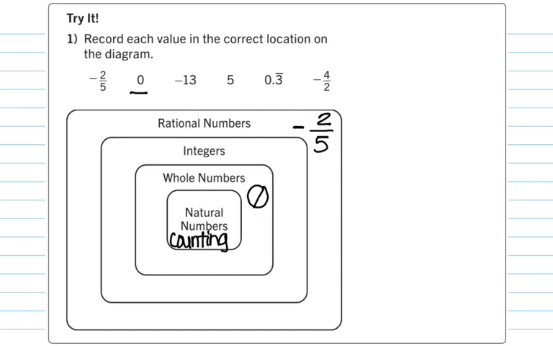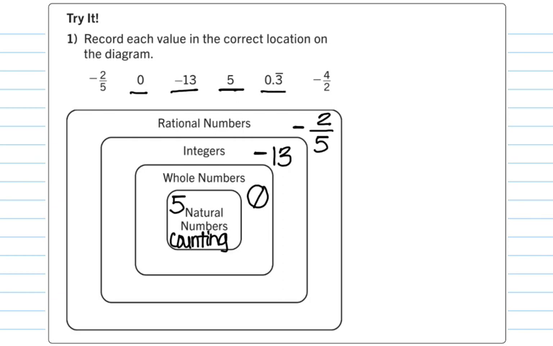Now let's go on to -13. Well, both natural and whole numbers cannot have a negative, but integers can. And notice how there's no remainder, just the 13 and the negative sign, so I know it goes under integers. Next, +5. When counting, we do use the number 5, so that lets me know it's a natural number.